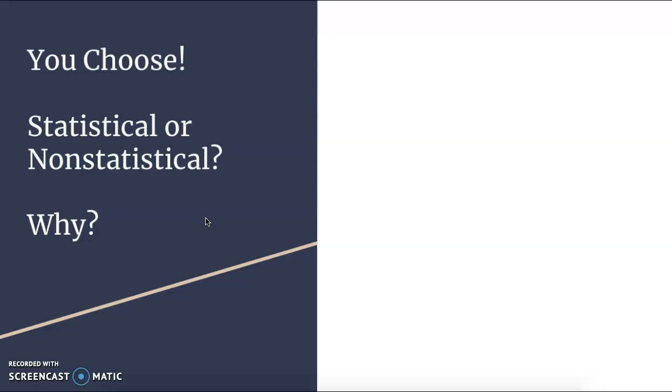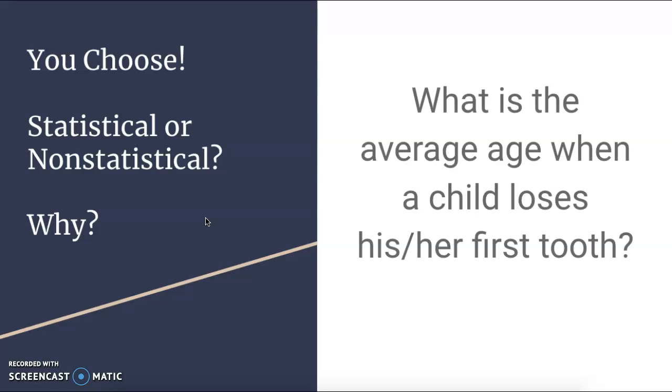Here's your next one. What is the average age when a child loses his or her first tooth? That one is statistical because we would answer it with a number. It has a variety of answers. We would have to ask a group of people. We are just asking a child, so it could be any person that we would ask, when did you lose your first tooth, and then come up with an average for our answer. And just for the bonus, it has that word average in it.